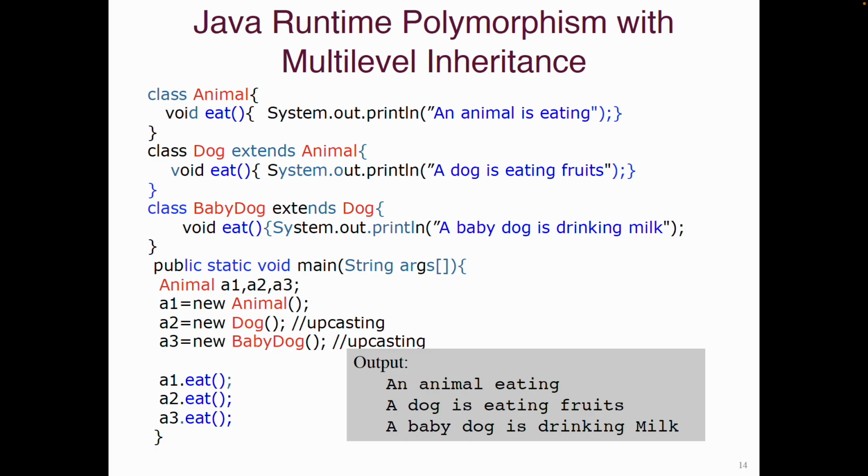It's valid. And when I'm calling this eat function, in all of them, the overridden version will be executed. For a1, it's a fully Animal object, so an animal is eating will be executed. For a2, it's a Dog object, so it says a dog is eating fruits. And a3 is a BabyDog, so it says a dog is drinking milk. So with multilevel inheritance, it does not change that.